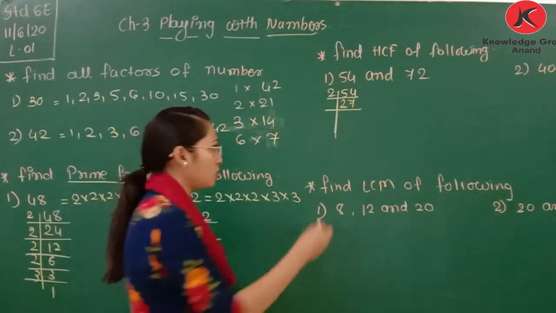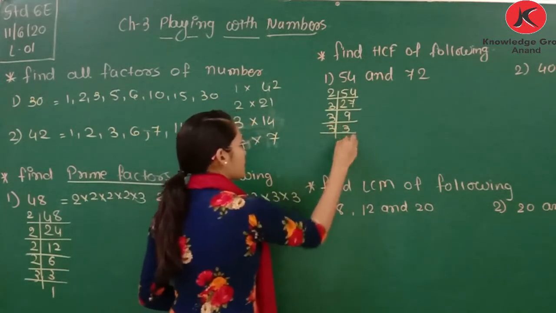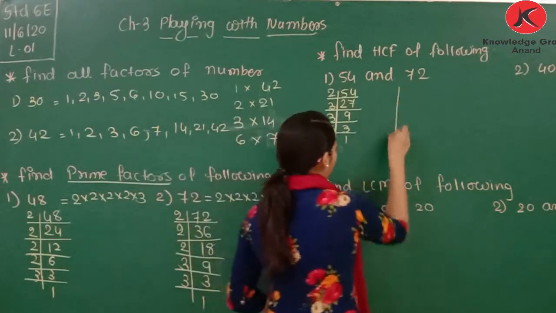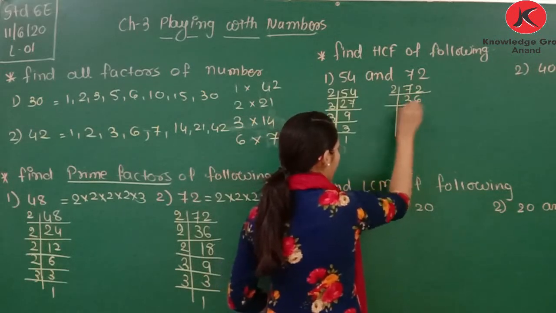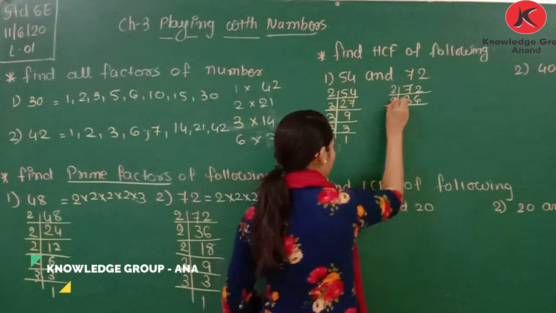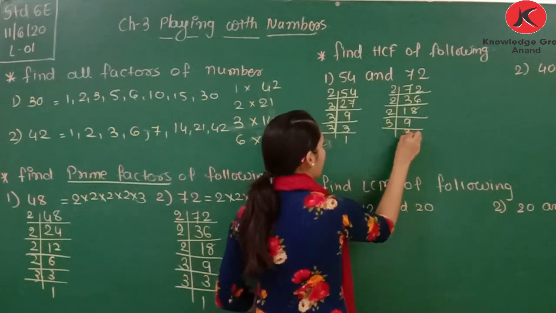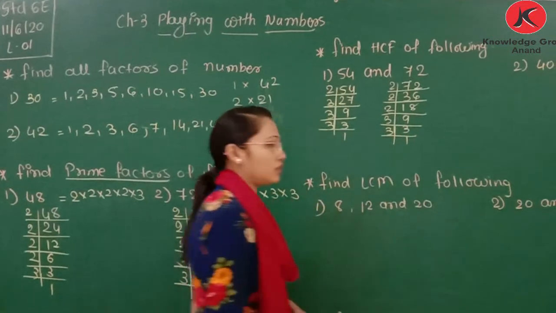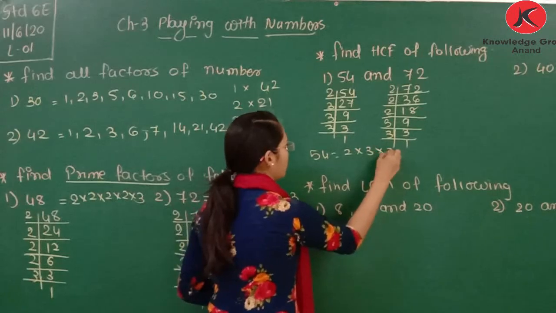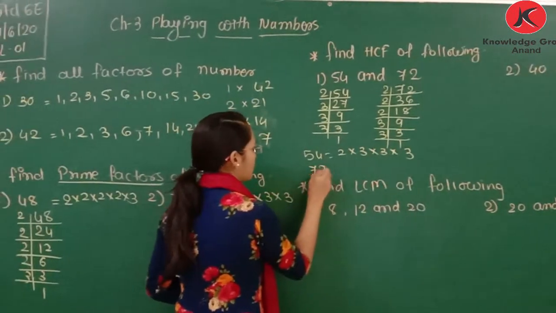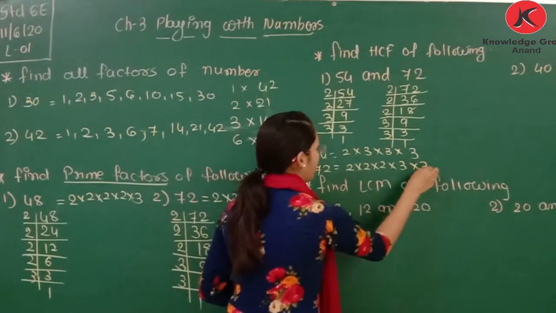27 2s are 54. 3 9s are 27. 3 3s are 9. 3 1s are 3. Now 72. We already found the factors of 72 in a previous example. 2 36s are 72, 2 18s are 36, 2 9s are 18, 3 3s are 9, and 3 1s are 3. So the factors of 54 are 2 multiply 3 multiply 3 multiply 3, and the factors of 72 are 2 multiply 2 multiply 2, 3 multiply 3.